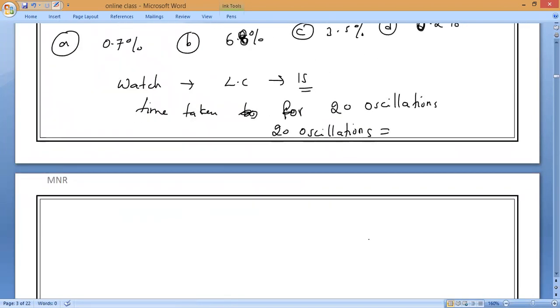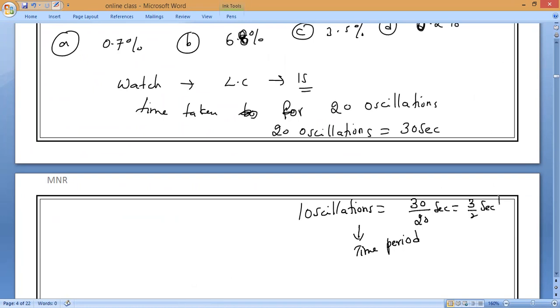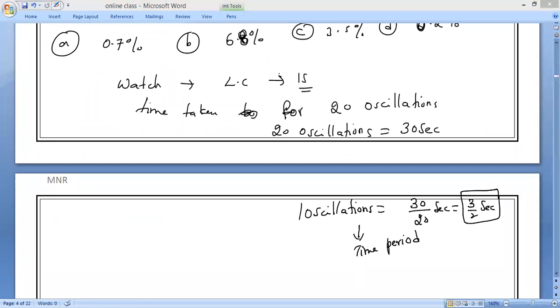So time taken for 20 oscillations is equal to 30 seconds. Now time taken for one oscillation, how much? Time taken for one oscillation is called the time period. So time period for one oscillation is 30 by 20, which is 1.5 seconds, or we can say 3 by 2 seconds. Is it yes or no? That is what you have to remember. Now, any doubt till here?